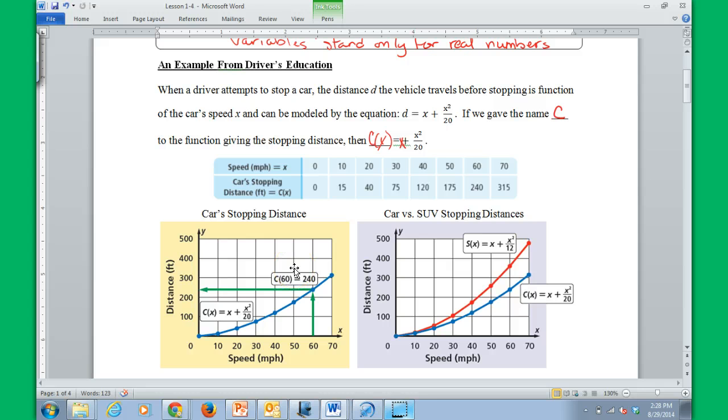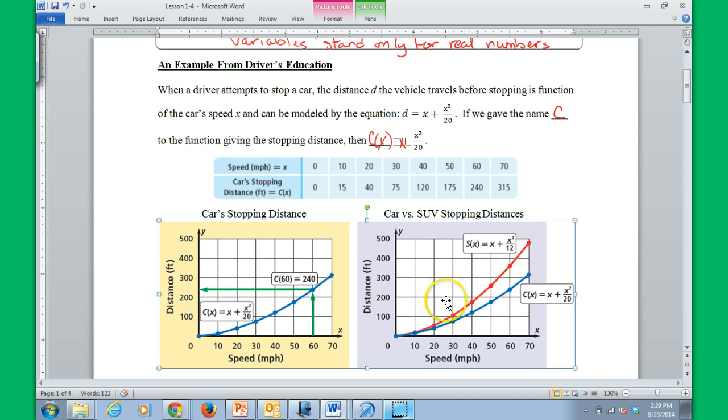So anytime you want to just check, for instance, let's look at c of 50. What would the distance be for that? About 175, yeah. So if you go up here and over, and you just kind of estimate, you would get that, okay? Now, the one on the right is comparing car versus SUV.